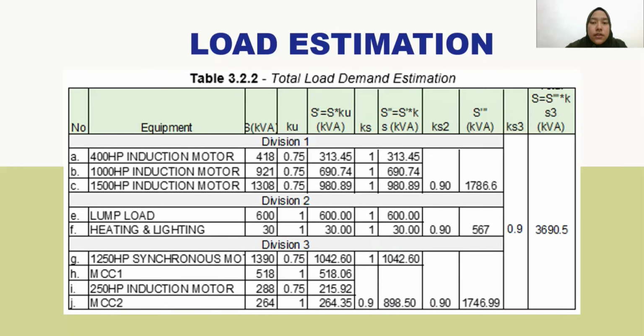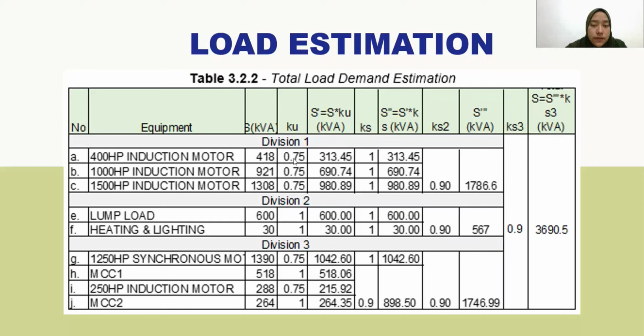Now, to calculate the total load demand estimation, we need to make a table like this in Microsoft Excel to calculate the total amount of apparent power. This table contains three levels: this is the first level, this is the second level, and this is the third level. In this table, we need to assume the values of the utilization factor and diversity factor.